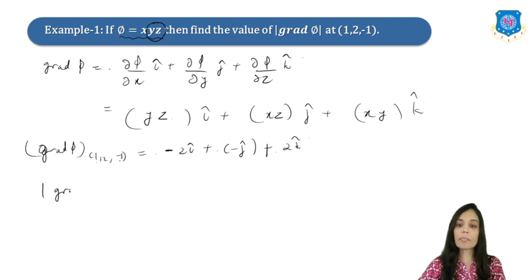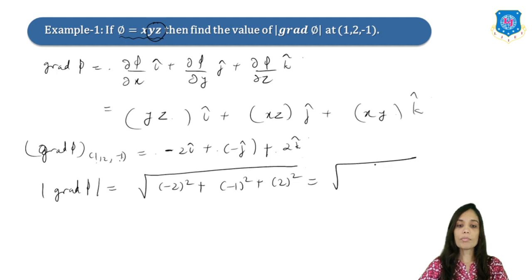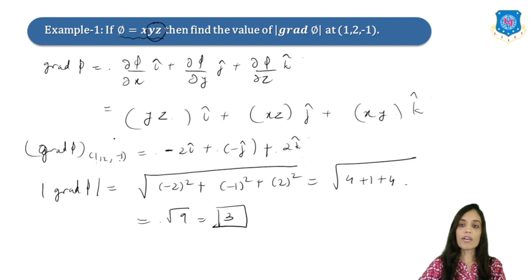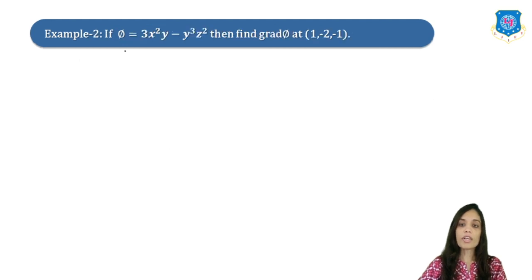Now we have to find the magnitude of gradient of phi. So we have to just find the length. So it will be square root of minus 2 square plus minus 1 square plus 2 square. So it will be 4 plus 1 plus 4. Right? So answer will be what? Square root 9. So the magnitude is what? 3. Okay. So now let us go to the next example.